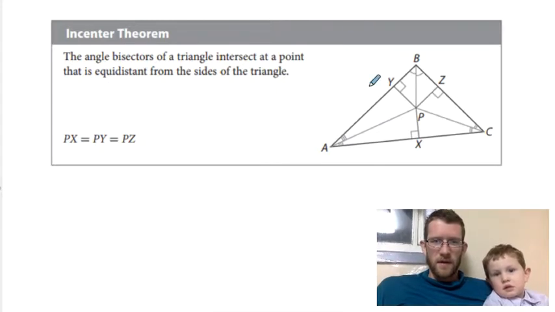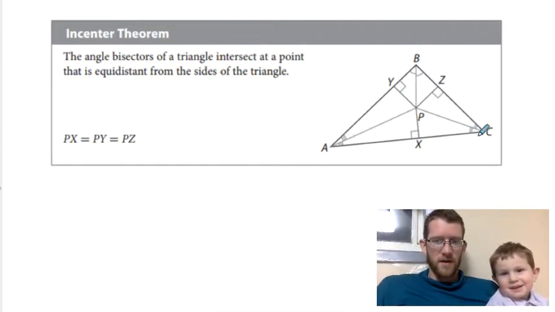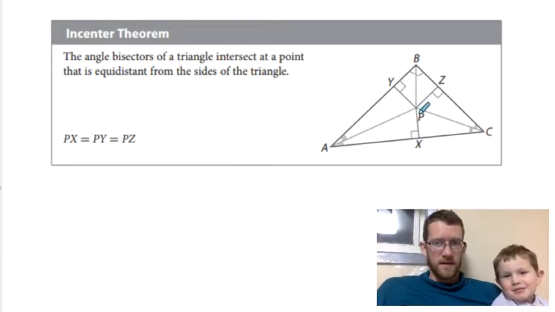Okay. The angle bisectors of all of the angles of a triangle, so I do an angle bisector here, here, and here, are going to meet in the middle of a triangle. This middle is different than the circumcenter. This middle is called the incenter. And as it turns out, it's equidistant from all the sides of the triangle.